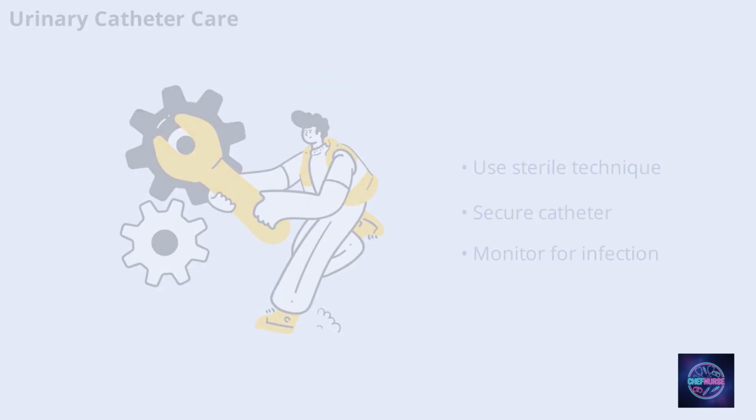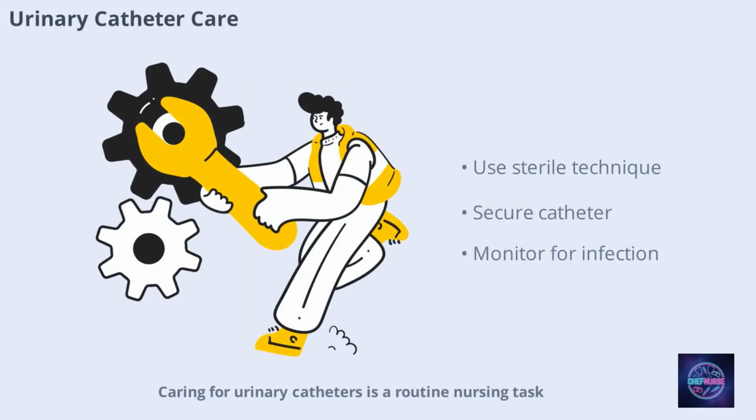Caring for urinary catheters is a routine nursing task. The NCLEX may ask about insertion techniques, infection prevention, and monitoring for complications. Use sterile technique during insertion, secure the catheter properly, and monitor for signs of infection. Regular assessment and care prevent complications and promote patient comfort.